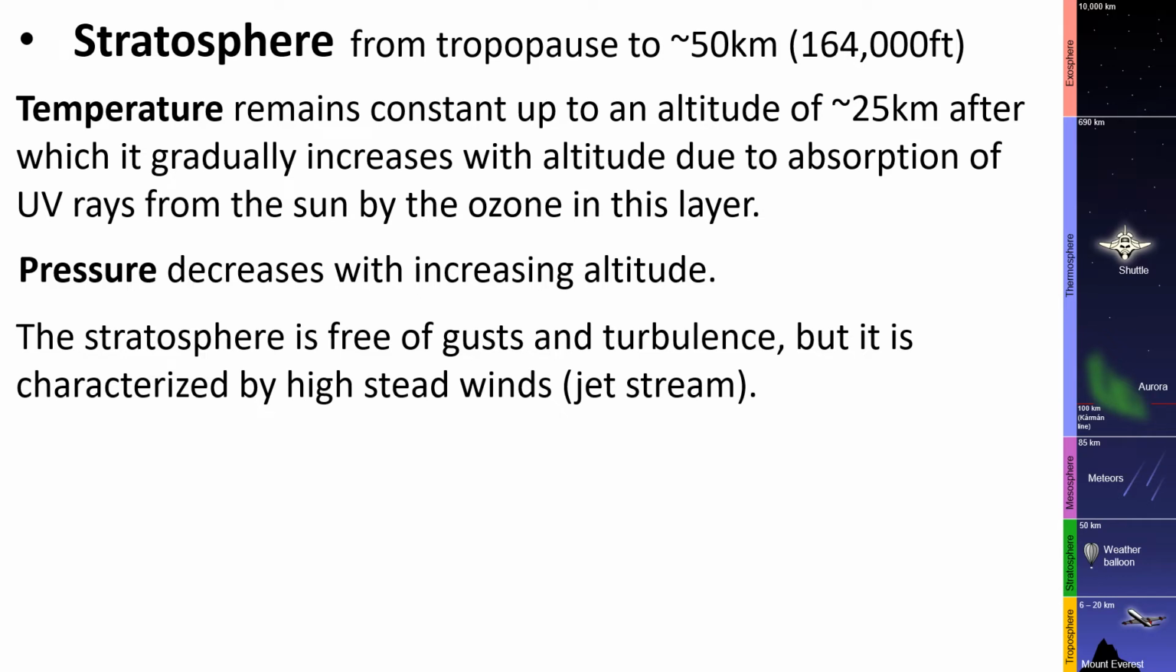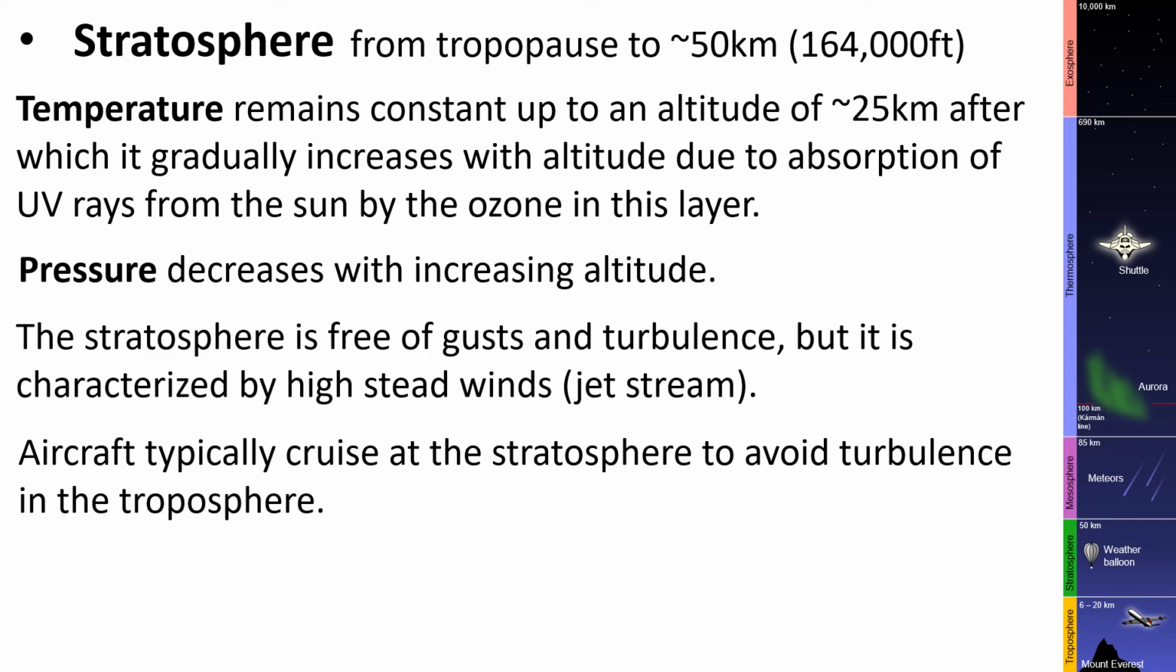And the stratosphere is free of gusts and turbulence, but it is characterized by high steady winds, the jet stream. This jet stream makes the flight time different. For example, if you are crossing the Atlantic from the UK to the US, the way forward and backward have different times if you've done the flight before. That's because of the jet stream. Aircraft typically cruise in the stratosphere, as I said, to avoid turbulence in the troposphere, which makes the flight smoother, a better experience, and also safer.